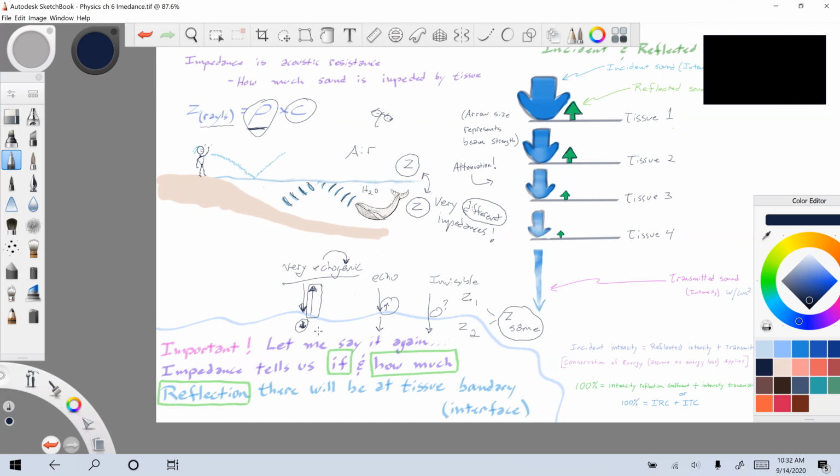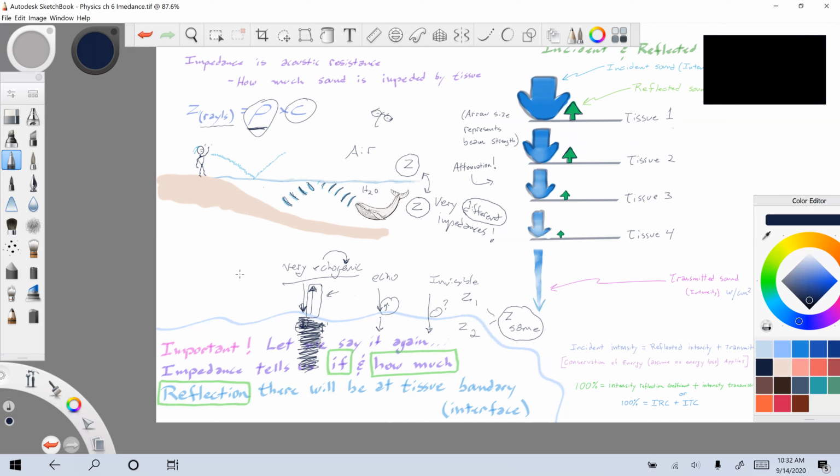And by the way, even if there is a little bit traveling through, any echoes produced still have to come back through this interface. And then you end up with an even smaller signal. So very echogenic structures basically create an acoustic shadow. It's basically an acoustic no man's land where no information is available to us because so much reflected right off of the interface itself.